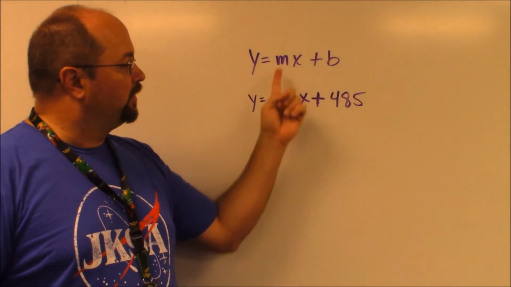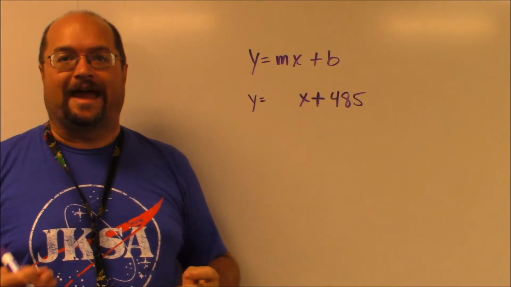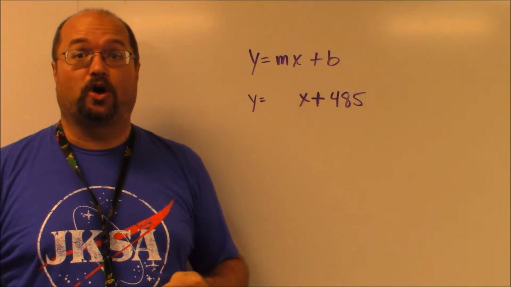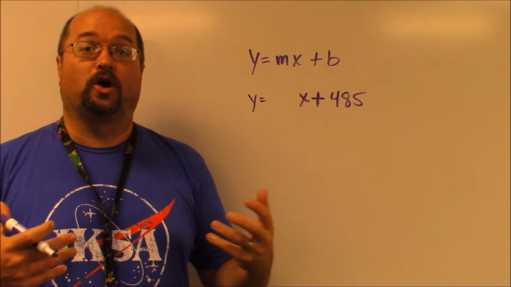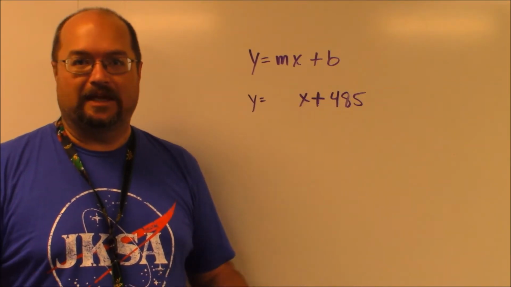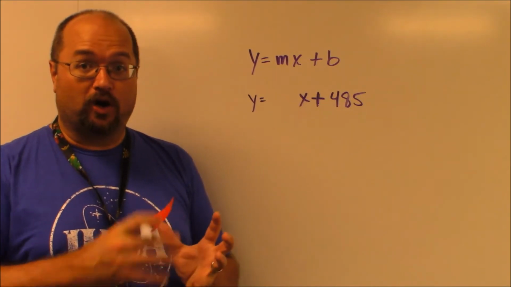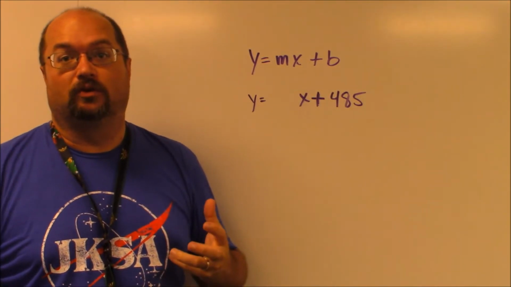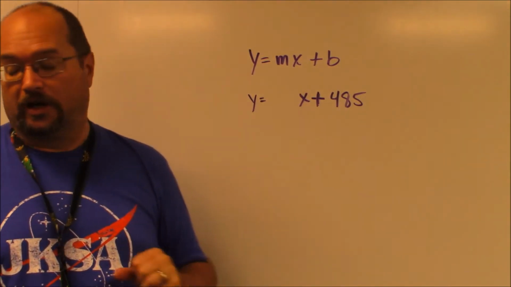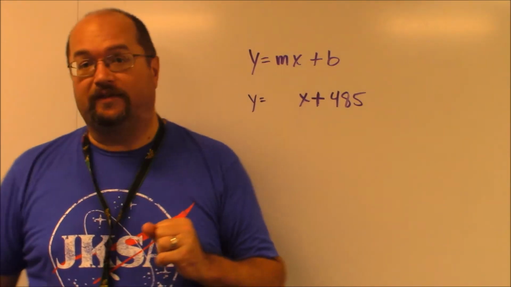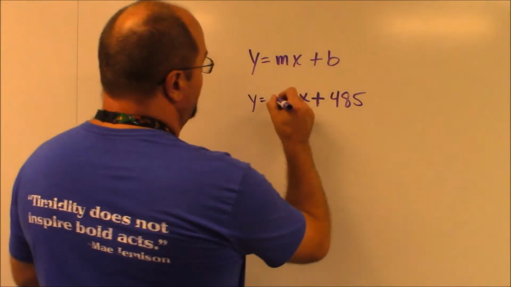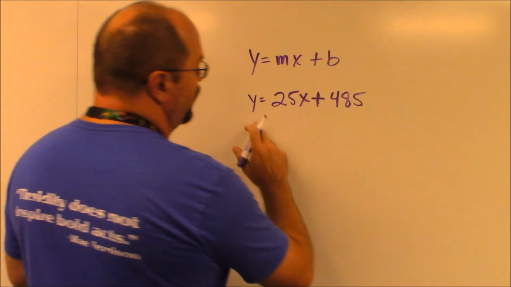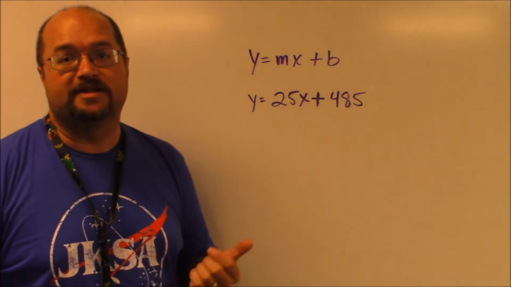Now we have to figure out what our m value is. Well, that value is how much we're paying the brother per hour. And when you hear per hour, per second, any type of per something, that is pretty explicitly your rate of change, your slope. So in this case, we have $25 per hour. So our equation is y equals 25x plus 485.